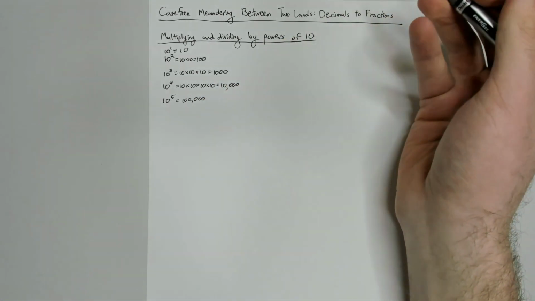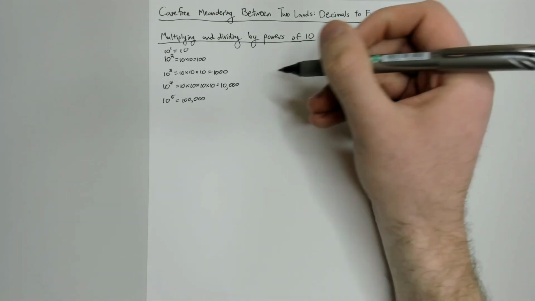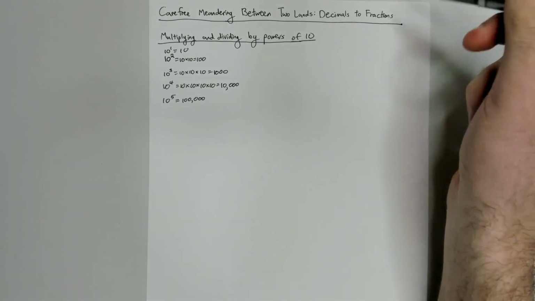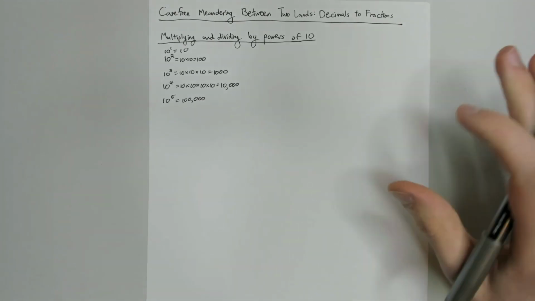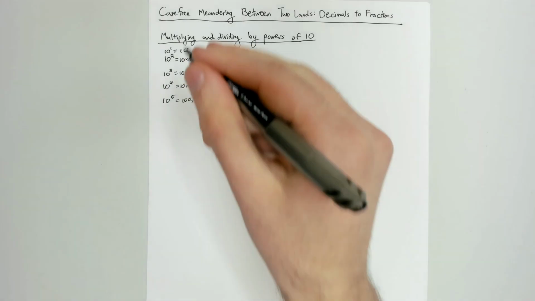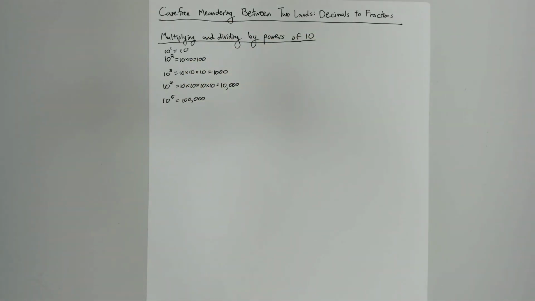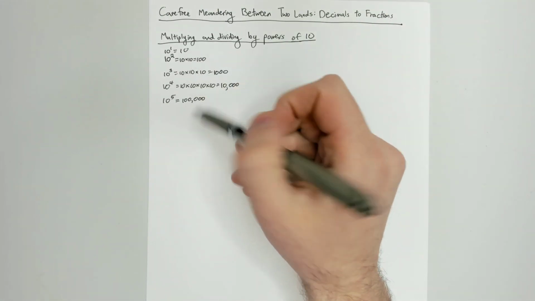All these numbers are what are called powers of 10. And these are going to be very important for converting from decimals to fractions. So you might not see why that is immediately, but we're going to get there. So we'll start with multiplying by powers of 10. So if I take a number and I multiply it by a power of 10, essentially what I'm going to be doing is I'm going to be adding the amount of zeros we have.